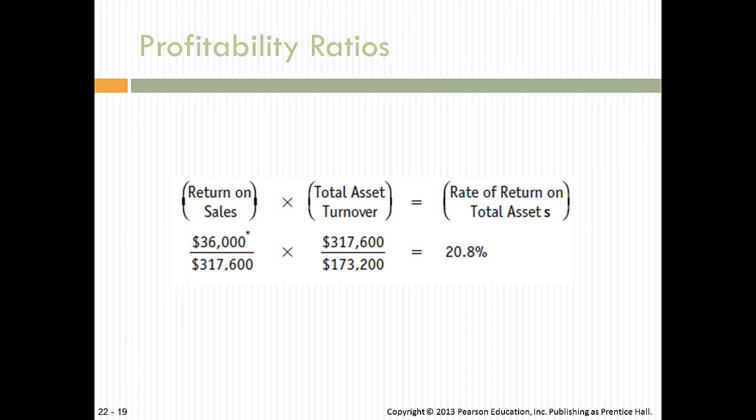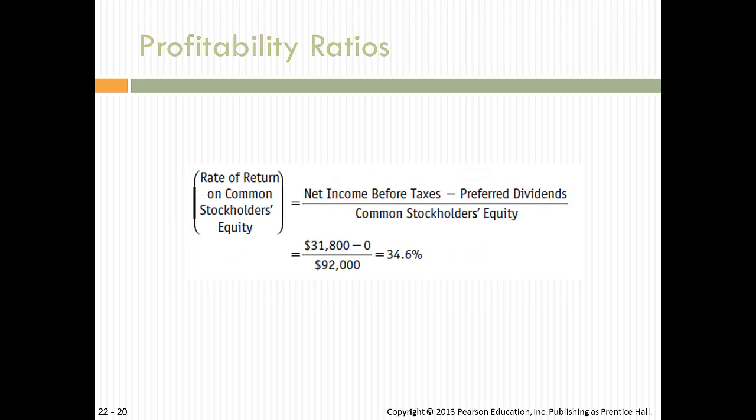This slide shows another way to calculate rate of return on assets. The calculation can use other ratios, such as return on sales and total asset turnover, to arrive at the same amount. Finally, we have rate of return on common stockholders' equity. It's calculated as net income before taxes minus preferred dividends, all divided by common stockholders' equity. In this example, we arrive at 34.6%.